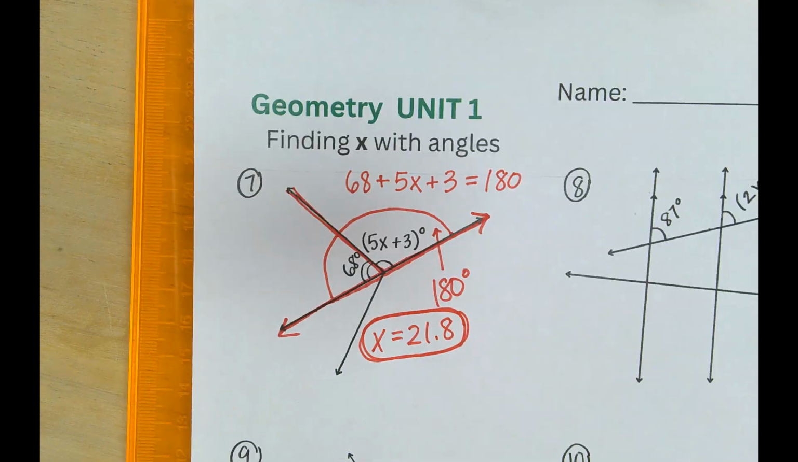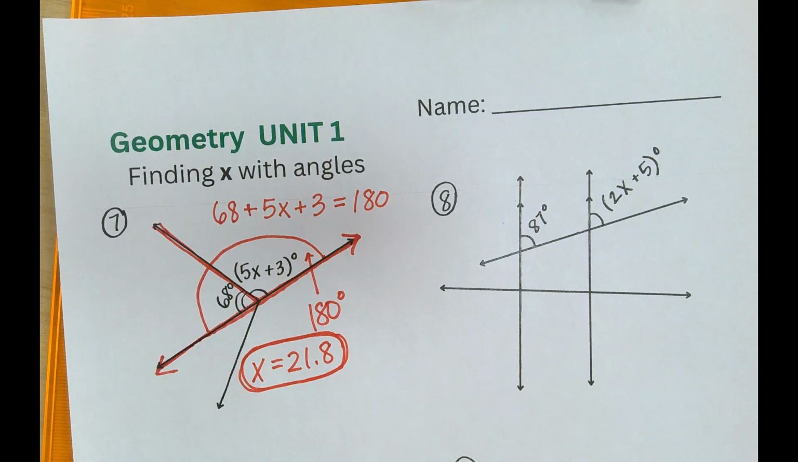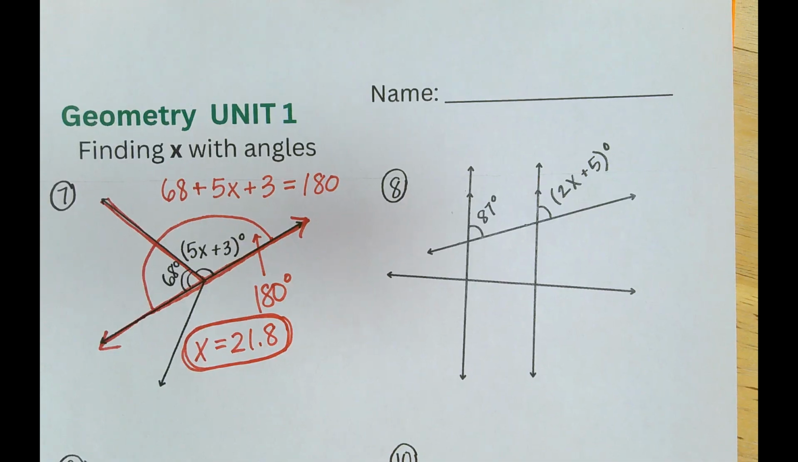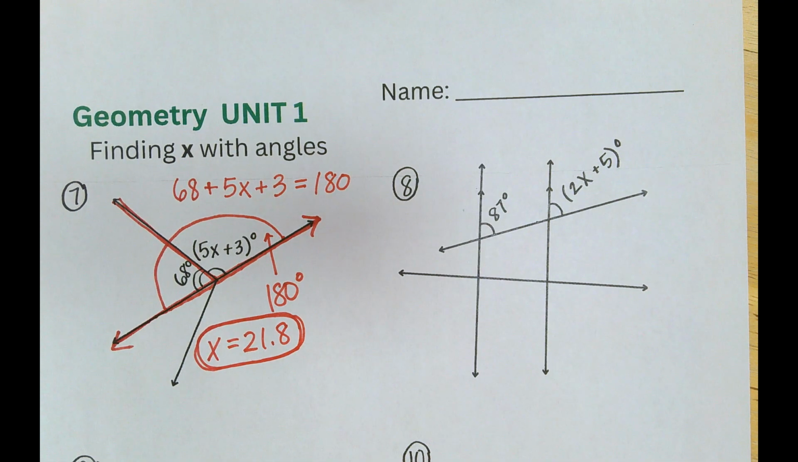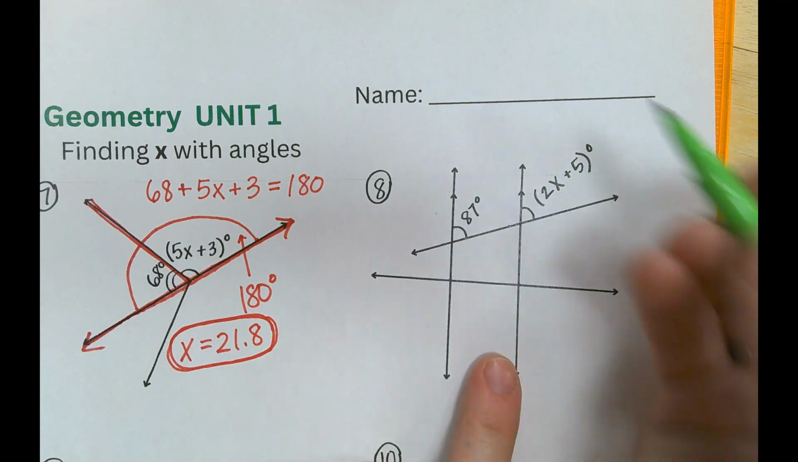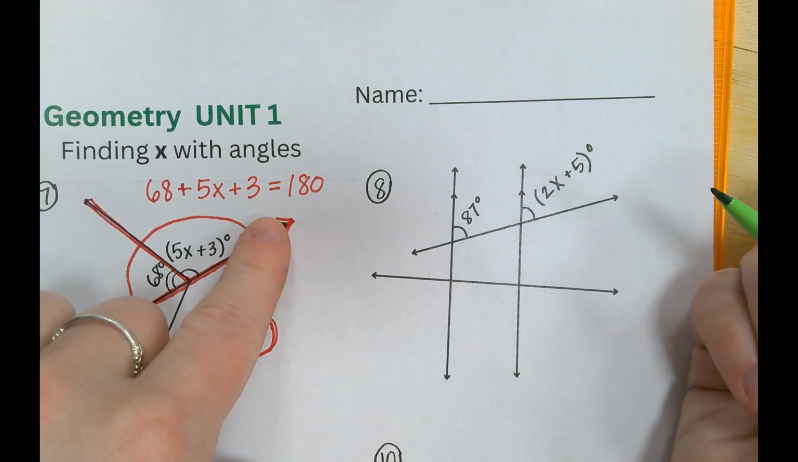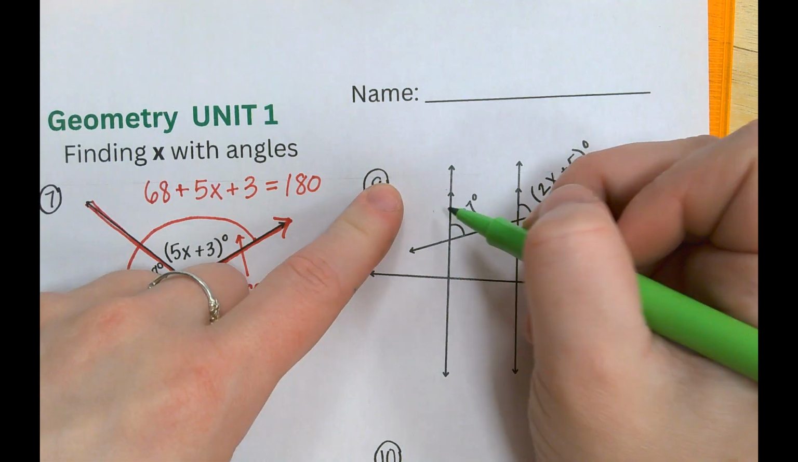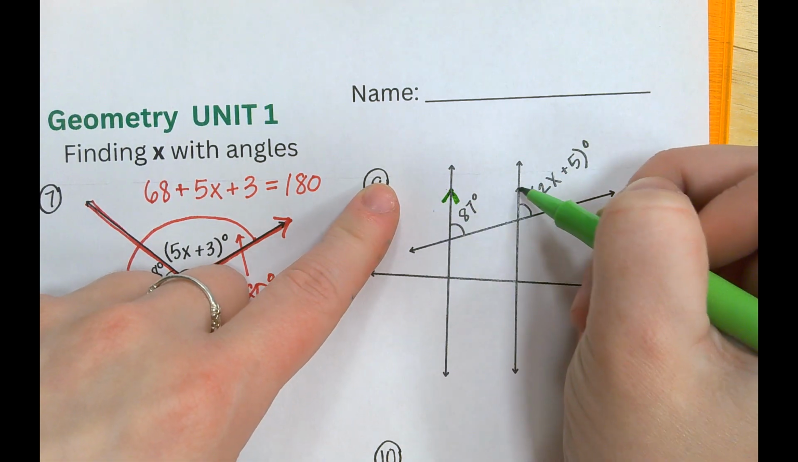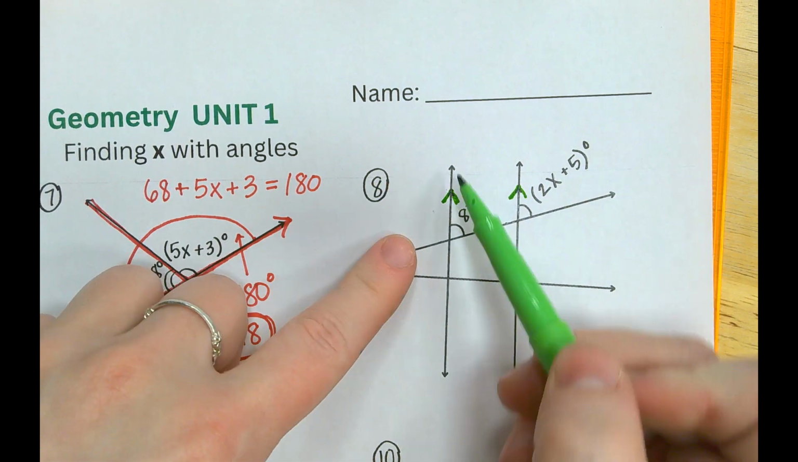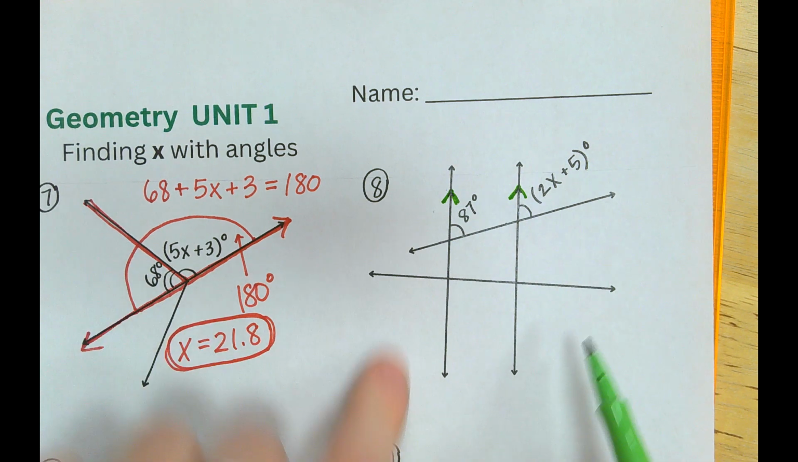So number 8 is dealing with a different set of angles. What are some of the things we can identify in number 8? What are some things we notice right away? There are 2 parallel lines. What tells you that these are parallel? The arrows. Yeah, there's some arrows right here in the middle of our lines. That means we know that these are parallel.